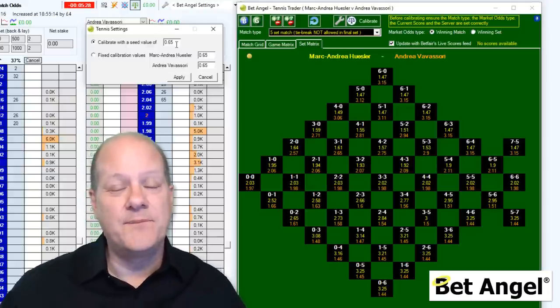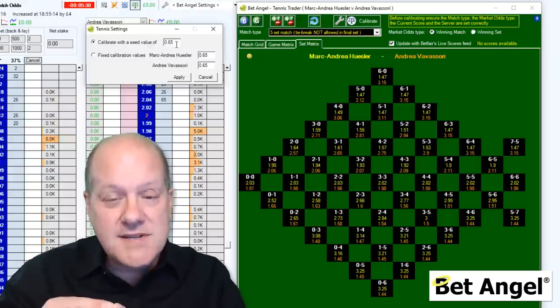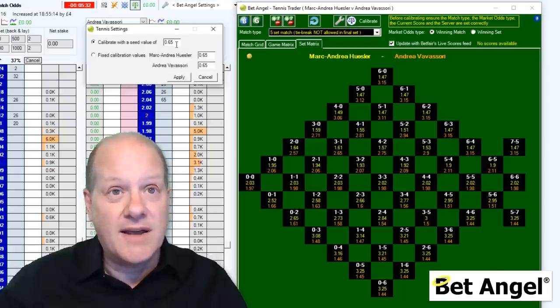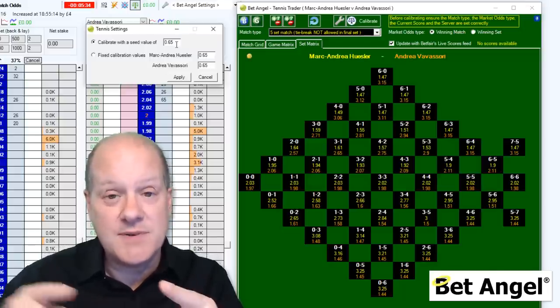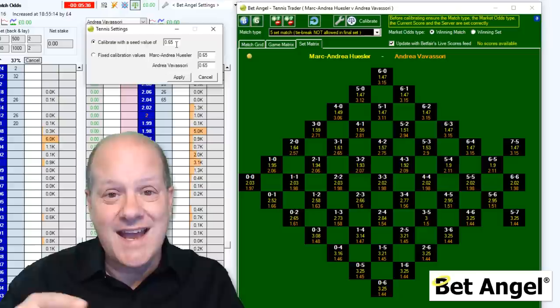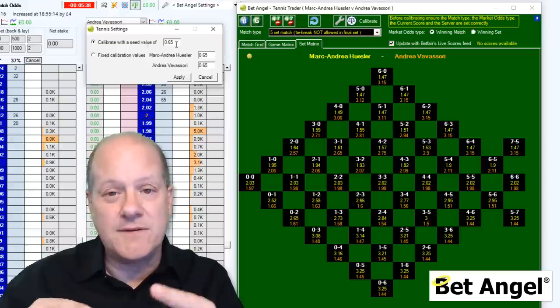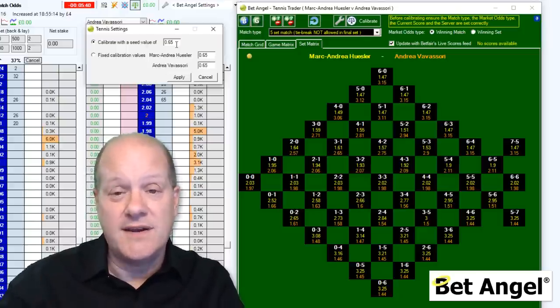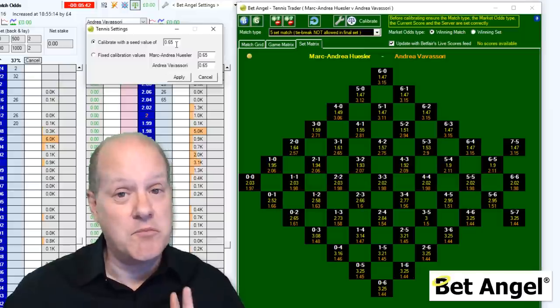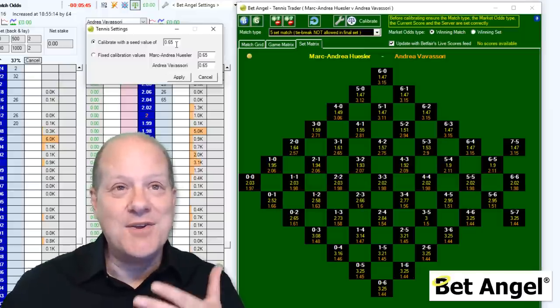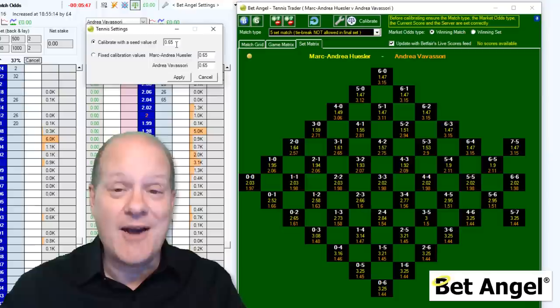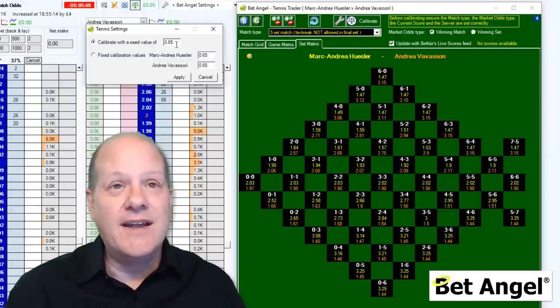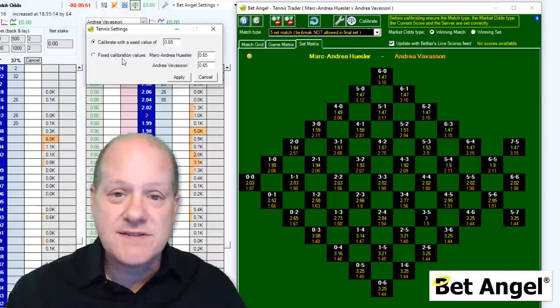So it's basically saying I'm going to look at 65%, look at these two players, and then calculate out from that seed percentage, as close as I can to your seed value, the difference in skill between these two players, and calculate the value from there. So you can actually directly manipulate the output from Tennis Trader. And the best way to demonstrate this is to use fixed calibration values.